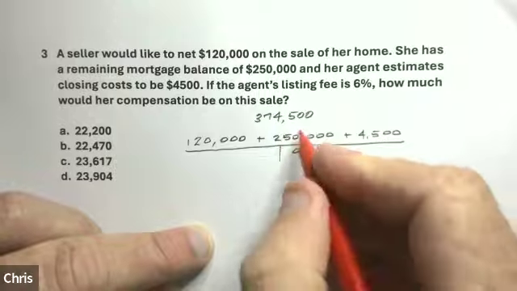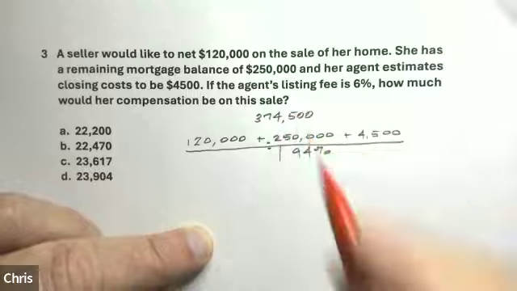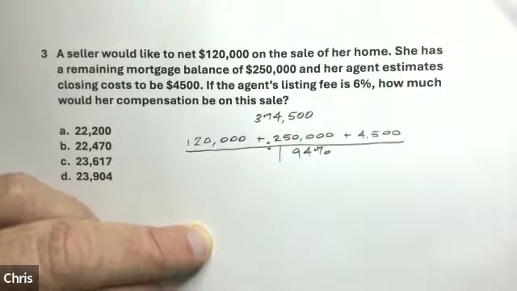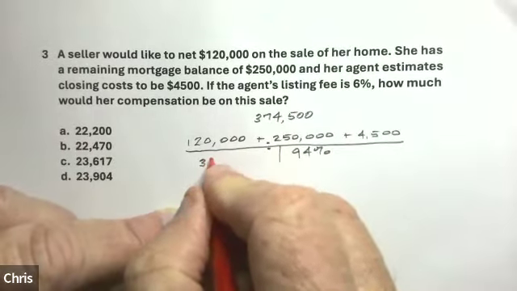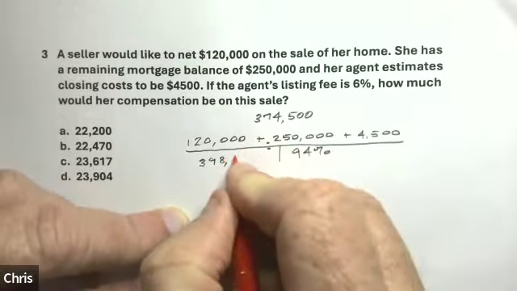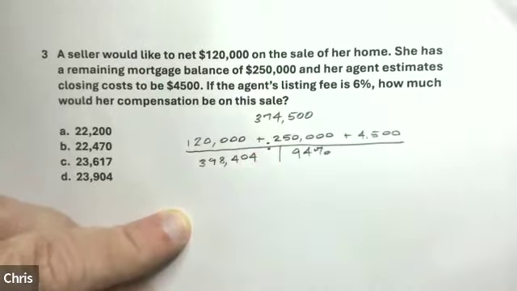So here goes the 6% out the door. The seller gets to keep the 94%. So therefore, the sale price is divided by 0.94. The sale price is $398,404. Had this been our previous problem, you would be done.